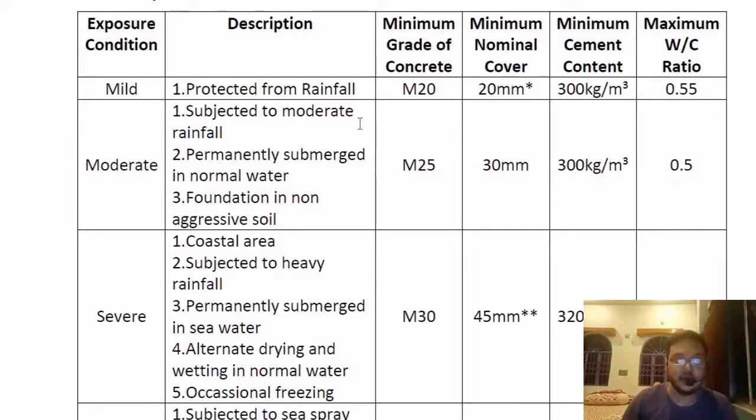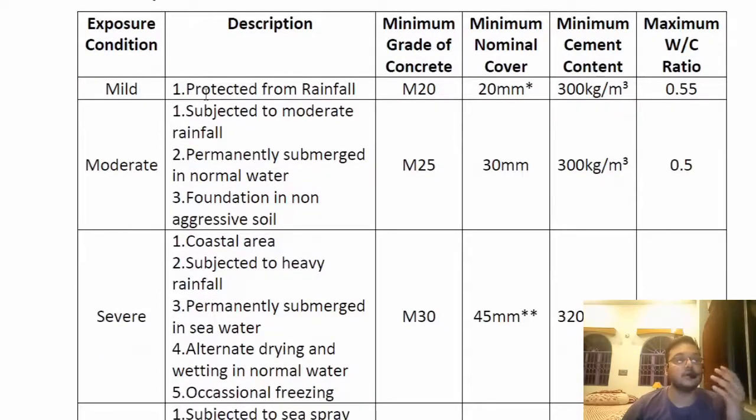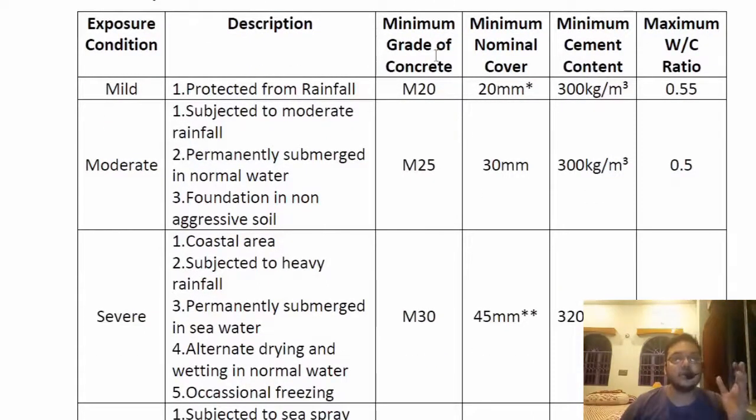Just like that, we assumed the water to cement ratio as 0.35 in the concrete mix design problem. So why have I opened this particular table in front of you, which we had already discussed in the previous video. This table showed that according to the exposure condition to which a concrete is exposed, for good durability, what should be the minimum grade of concrete, the minimum nominal cover, the maximum water to cement ratio, and the minimum cement content.